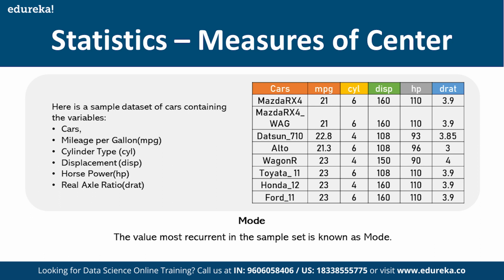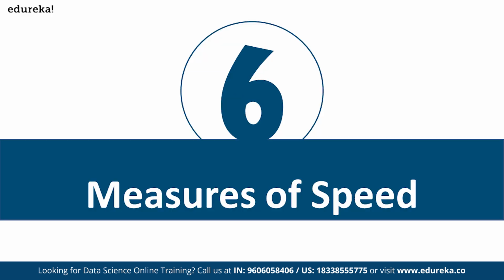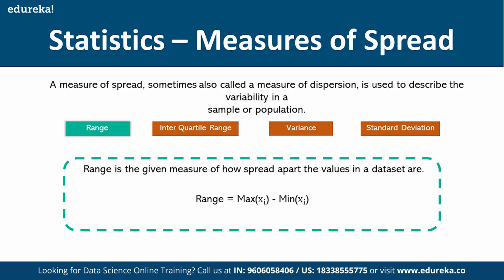Similarly, mode is the maximum occurring value. So then the cylinder column 6 is a maximum occurring value. That is called a mode. If you talk about measures of spread, there is something called range, maximum to minimum. So range is maximum minus minimum.